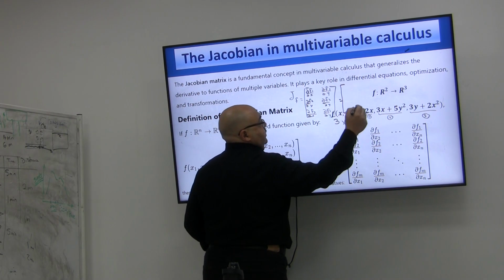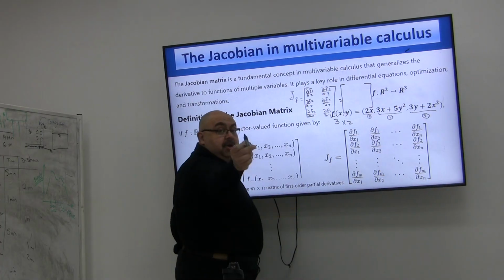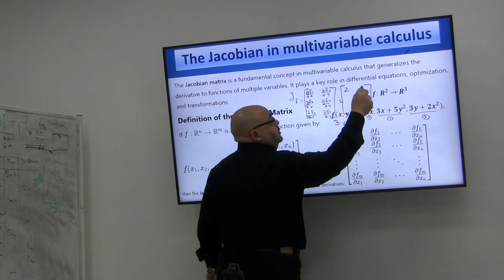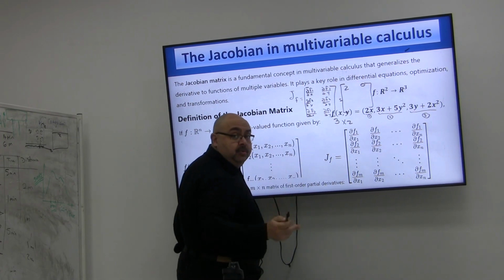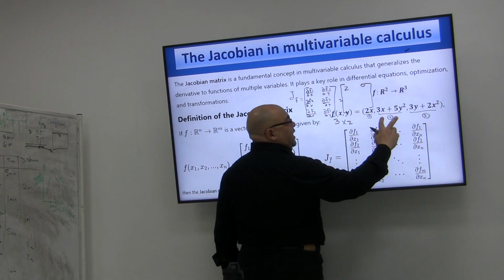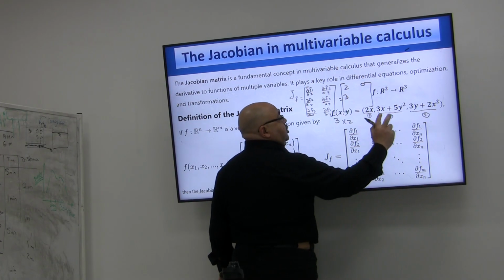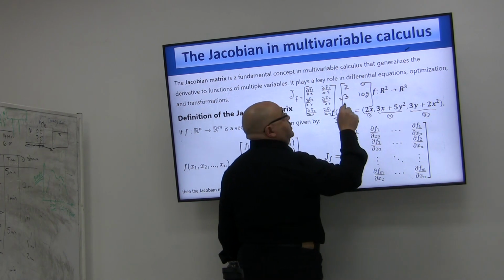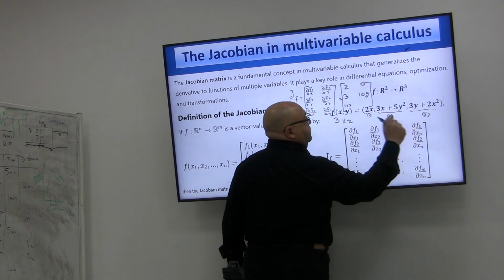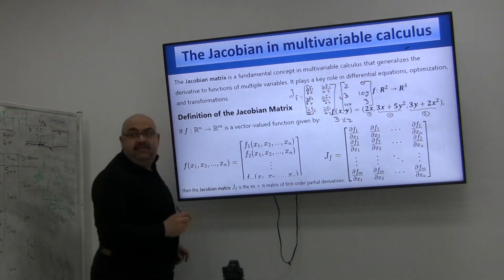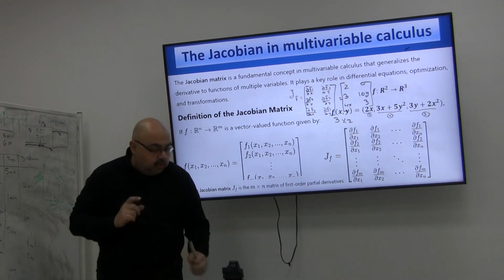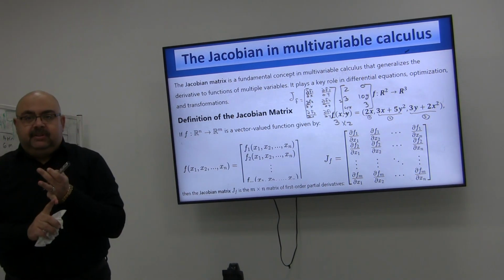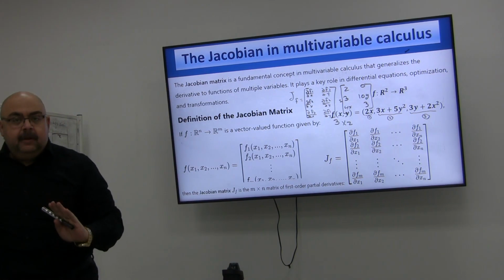Let's apply it. Differentiate 2x with respect to x, 2. Differentiate 2x with respect to y, 0. Do it once more. Differentiate with respect to x, it's going to be 3. Differentiate with respect to y, it's going to be 10y. Differentiate with respect to x, it's going to be 4x. Differentiate with respect to y, it's going to be 3. Now I have the first derivative. So once more, the Jacobian, notice there is no new information. You already know how to do partial derivatives, I just gave you an organized way to write them, right?